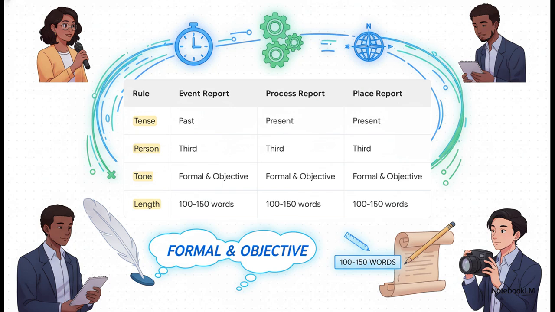And here it is, folks, the ultimate cheat sheet. But check out what's the same across all 3. They all use the third person, so no I, we, or you. They all need that formal, objective tone, and they're all about being concise, usually shooting for around 100 to 150 words. This table really lays it all out perfectly.